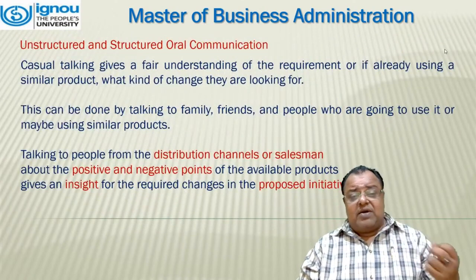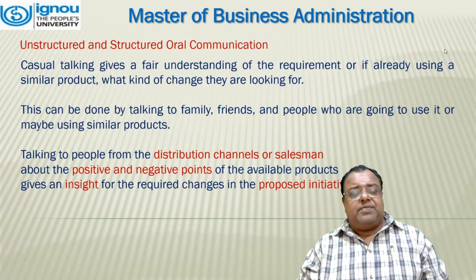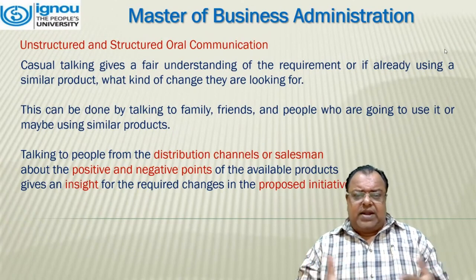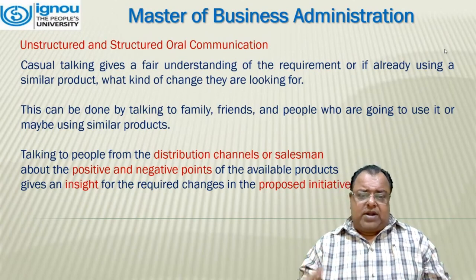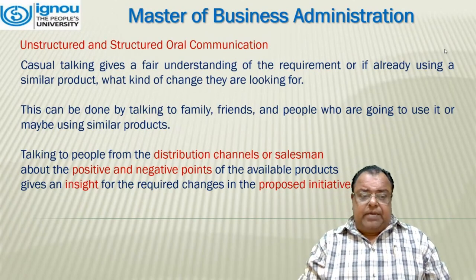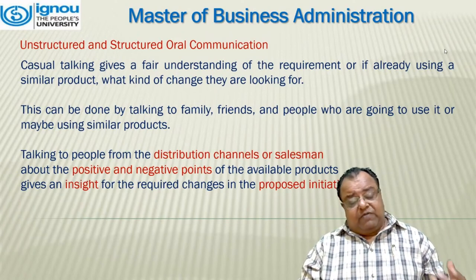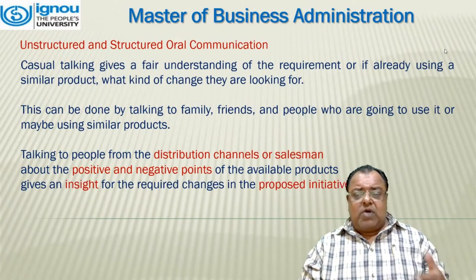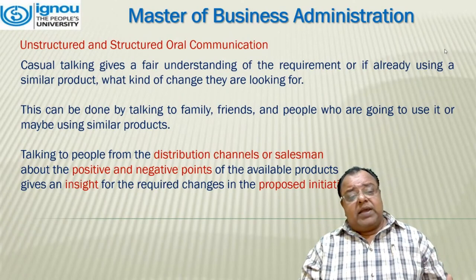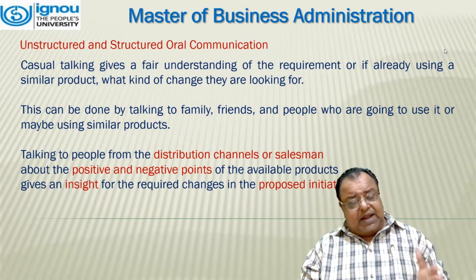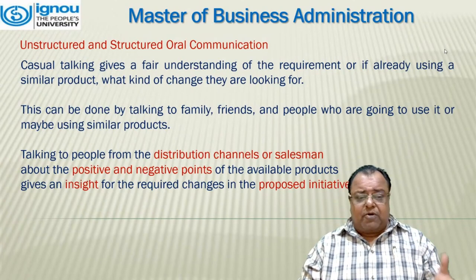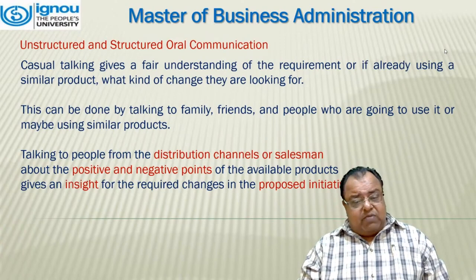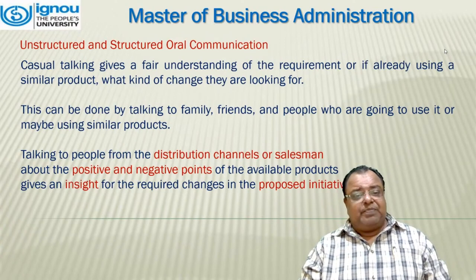Unstructured and structured oral communication. Casual talking gives a fair understanding of the requirement, or if they are already using a similar product, what kind of change they are looking for. This can be done by talking to families, friends, and people who are going to use it, or maybe using similar products. Talking to people from the distribution channels or salesmen about the positive and negative points of the available products gives an insight for the required changes in the proposed initiative.